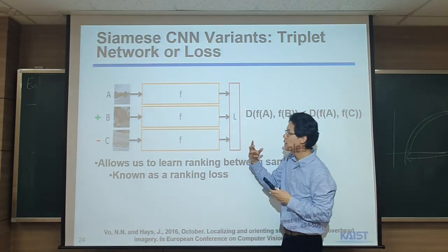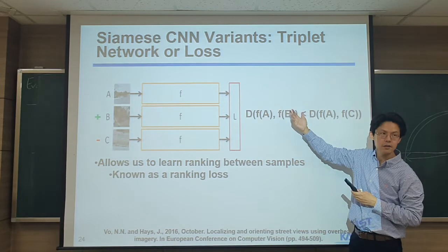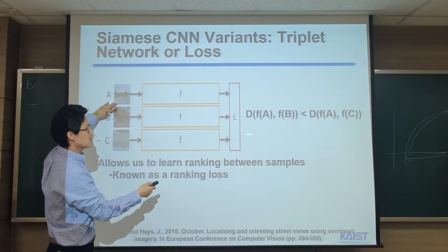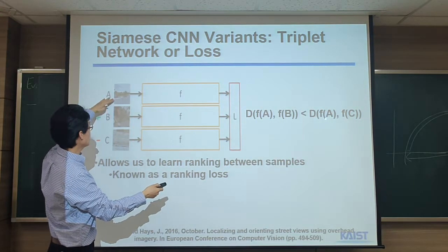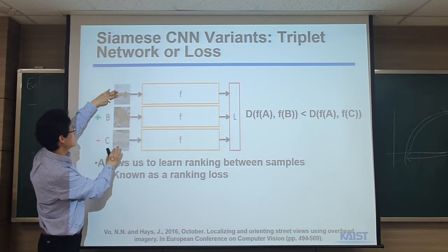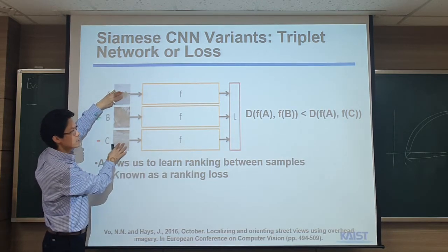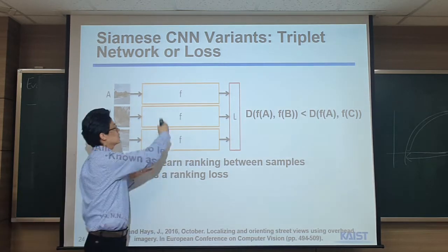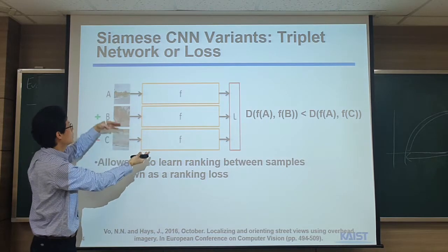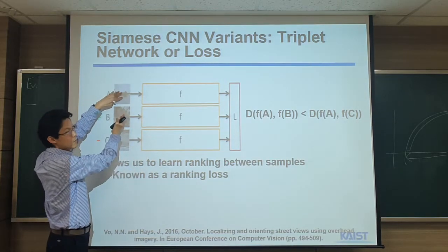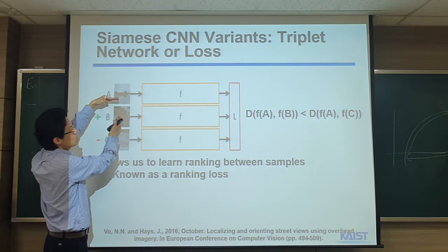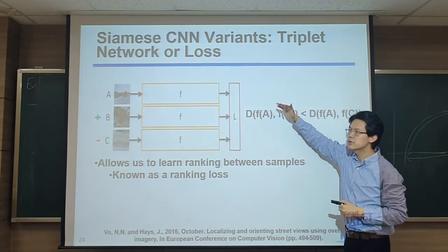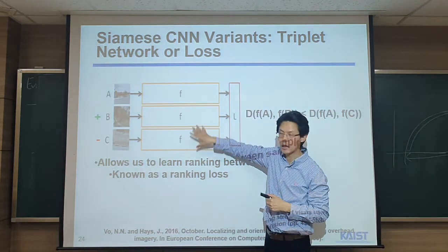But ideally, if you're using the L2 distance, our goal is that the distance between A and B should be smaller than the distance between A and C. Why? A and C are different, right? They have to be dissimilar, so they should be very far apart if you're using this feature. And in other words, the features from the same positive set should have a smaller distance, right? So along that line, we wanted to construct a feature. That's the main goal here.